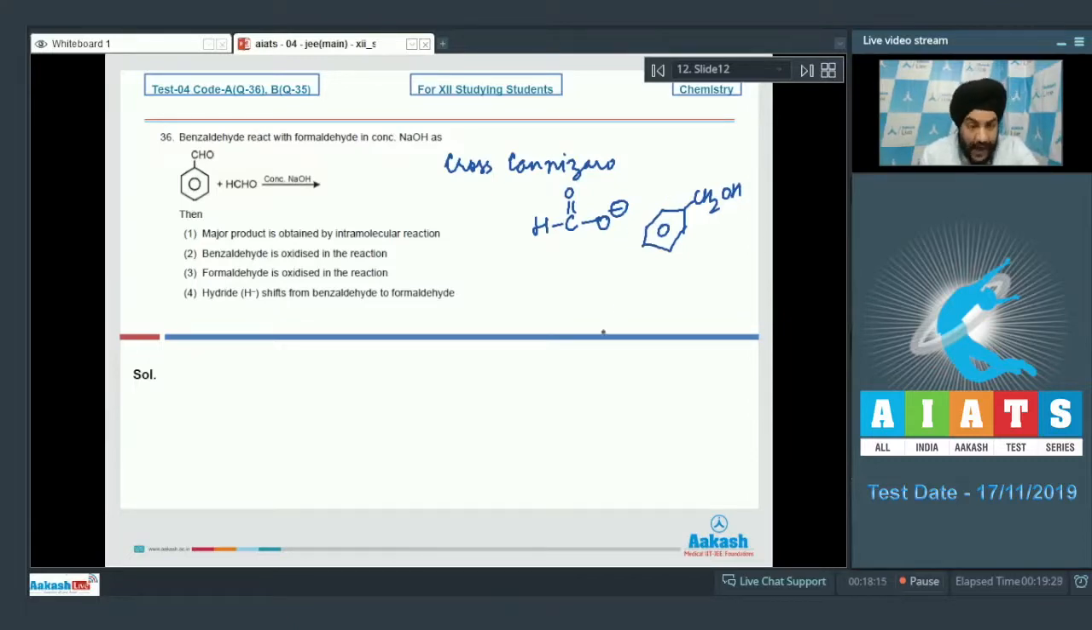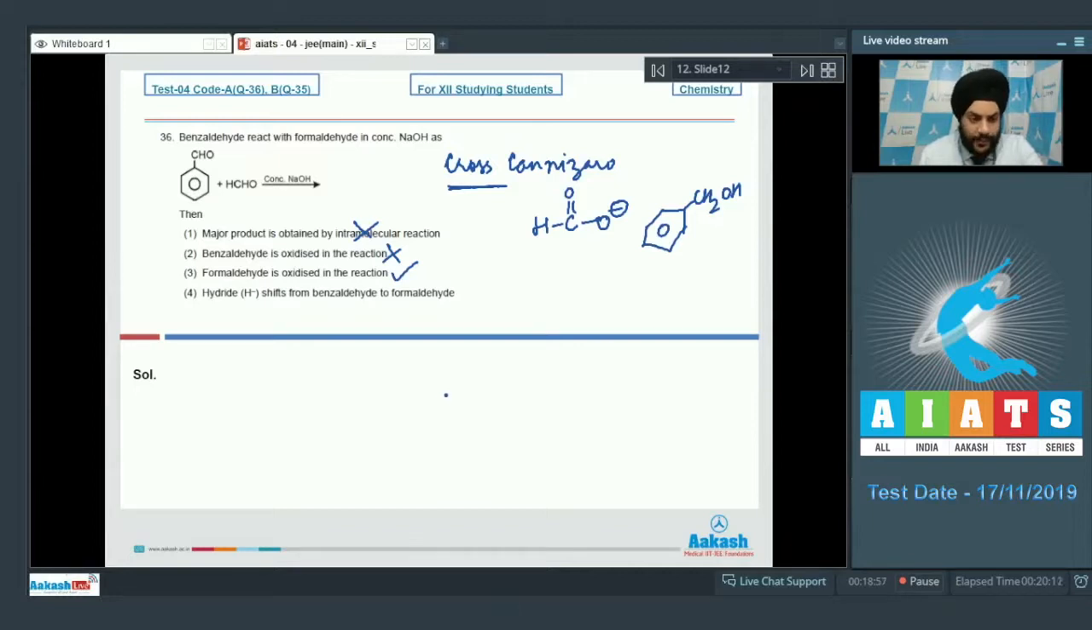Okay. So students, if you look at the options which are given to us, the major product is obtained by intramolecular reaction. This is not correct, students. There is an intermolecular Cannizzaro or the crossed Cannizzaro happening. If we talk about the second option now, benzaldehyde is oxidized in this reaction. This is not correct, students. Benzaldehyde is reduced. Benzaldehyde is converted into benzyl alcohol. It is formaldehyde which is oxidized. So the reaction is kinetically controlled, students, and formaldehyde is generally the one which is getting oxidized, as the attack of OH minus is very easy on the carbonyl carbon of formaldehyde. Okay. So the third statement is correct, students.